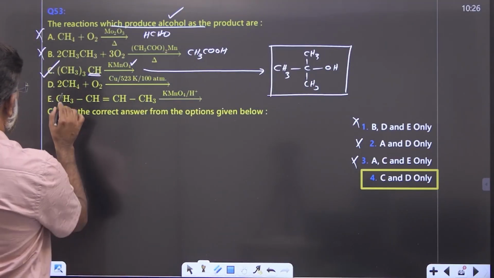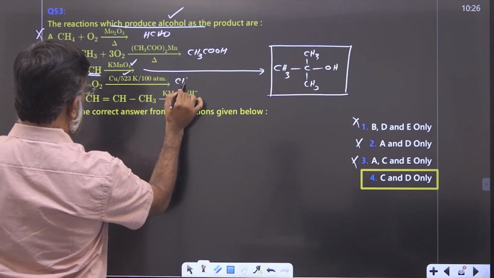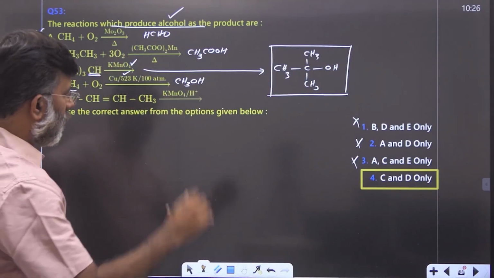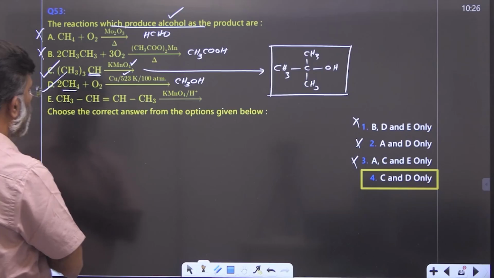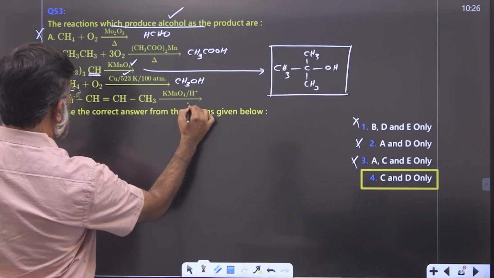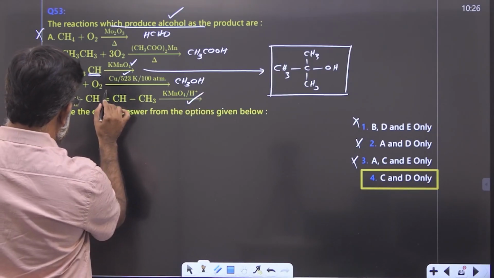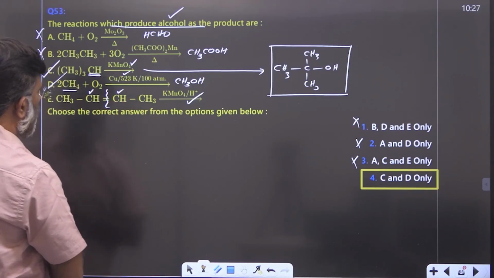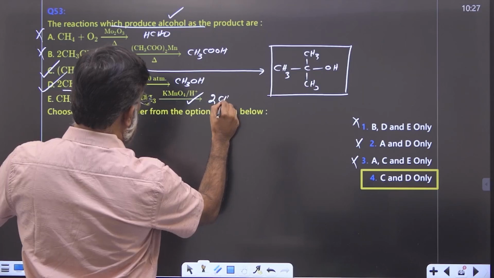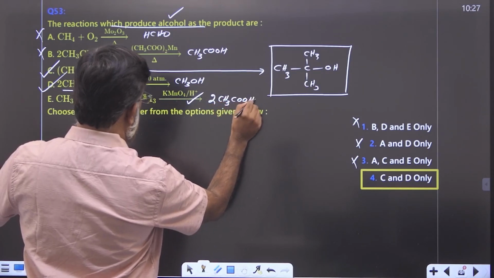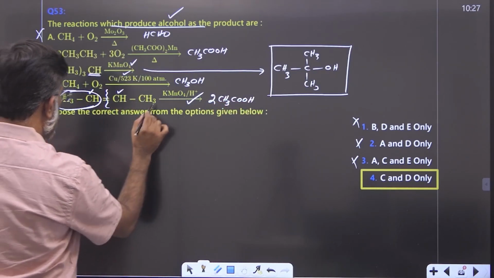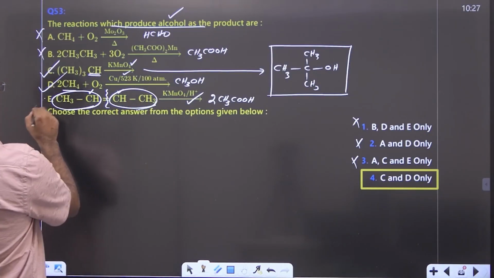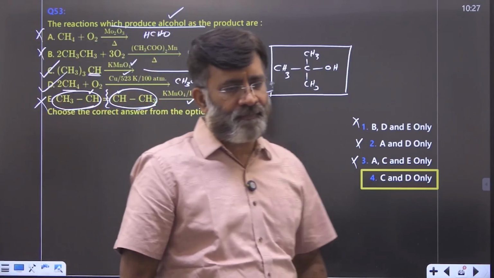And D, methane with the copper catalyst, we get methanol. D is an answer. What about E? This treated with the KMnO4, it is an oxidation reaction, it is going to break over this, and these 2 carbons will turn to carboxylic acid, and your answer is CH3COOH. That is the answer in option E. So the answer is C and D.